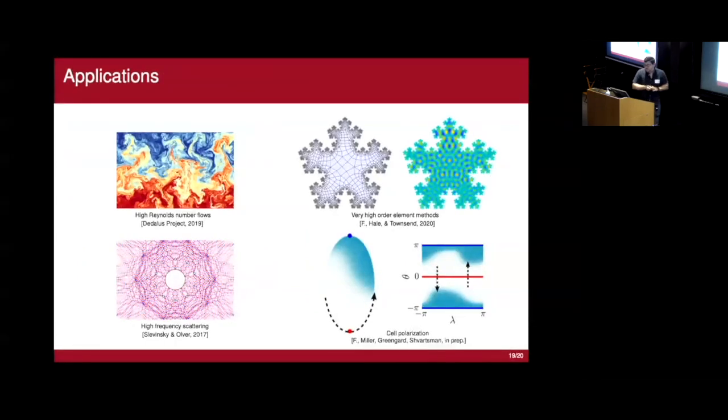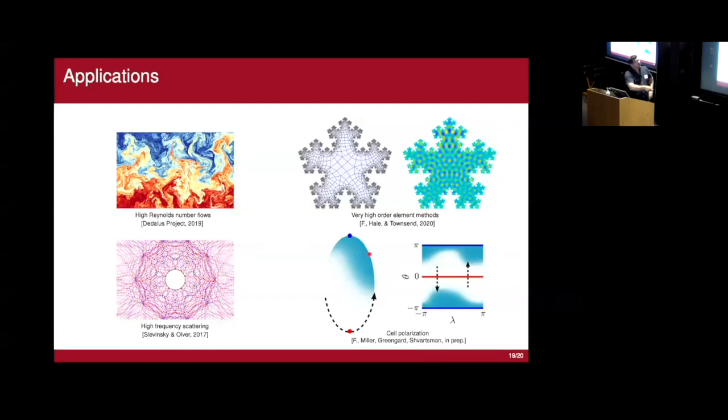And here are just some various applications of these ideas. So just because these things are on simple geometries maybe doesn't necessarily mean that they aren't useful. This is from the Daedalus project, very high Reynolds number fluid flow. This is from Slavinsky and Ulver, very high frequency scattering. This is some work that I've done on trying to adapt these very high order spectral methods in a piecewise fashion on patches to couple them together on complex geometries.